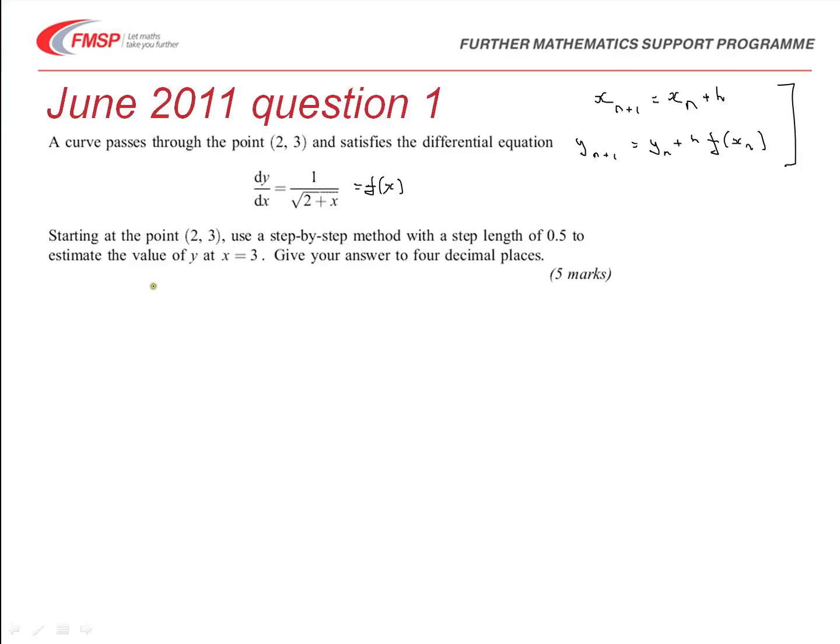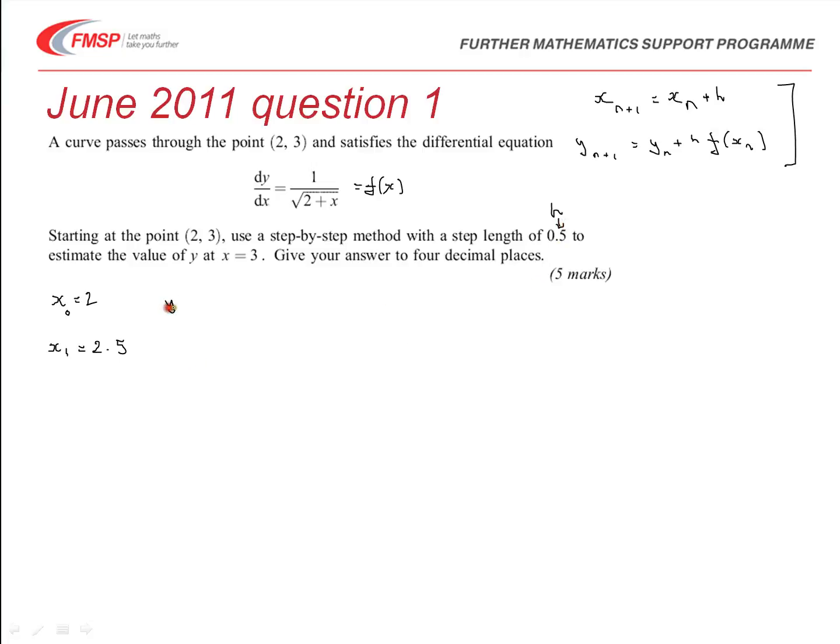Anyway, here we go then. Initially we know that our first value of x is 2. So if we call that x0, then x1 will be equal to 2 plus our step length of 0.5, so that becomes 2.5. So h is the value of this step, 0.5.